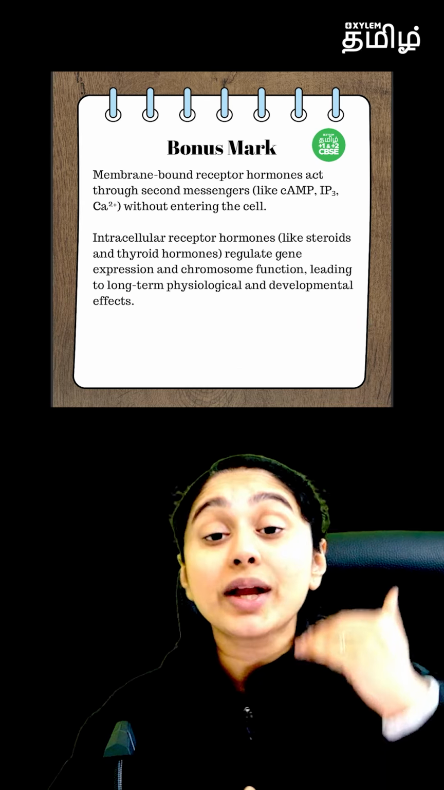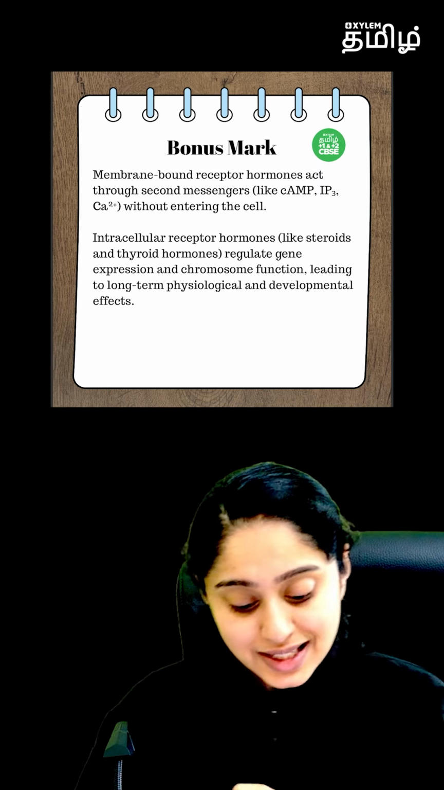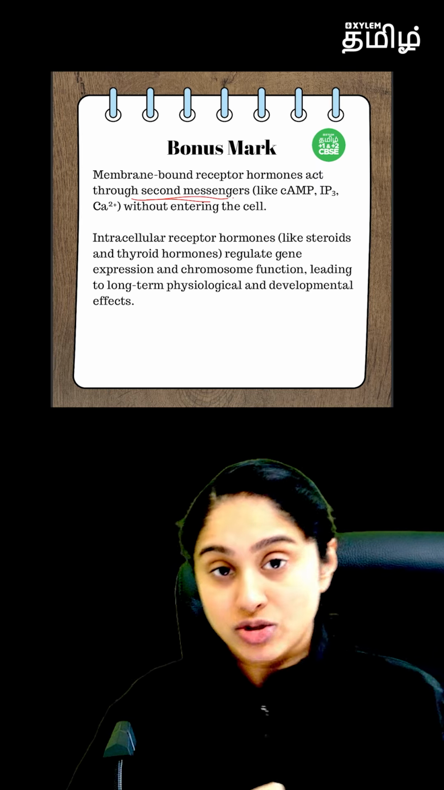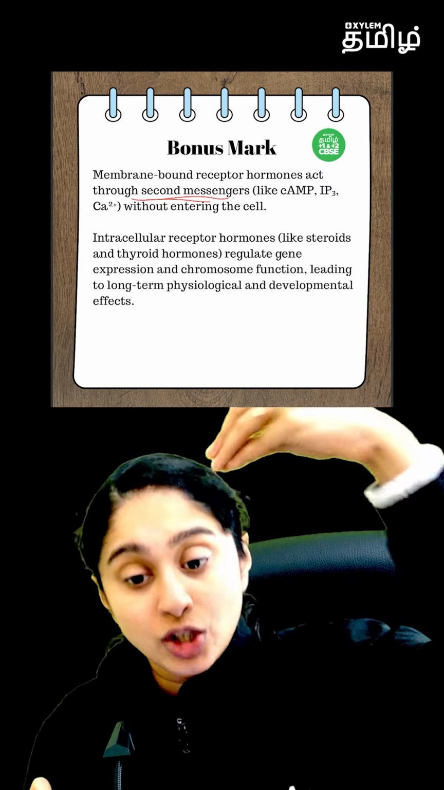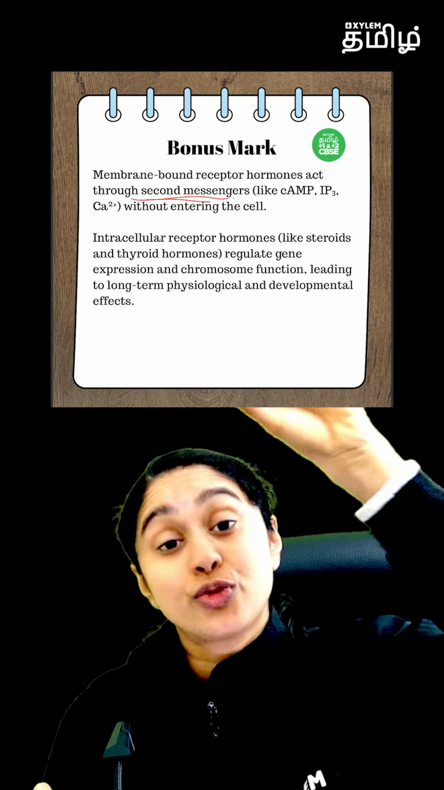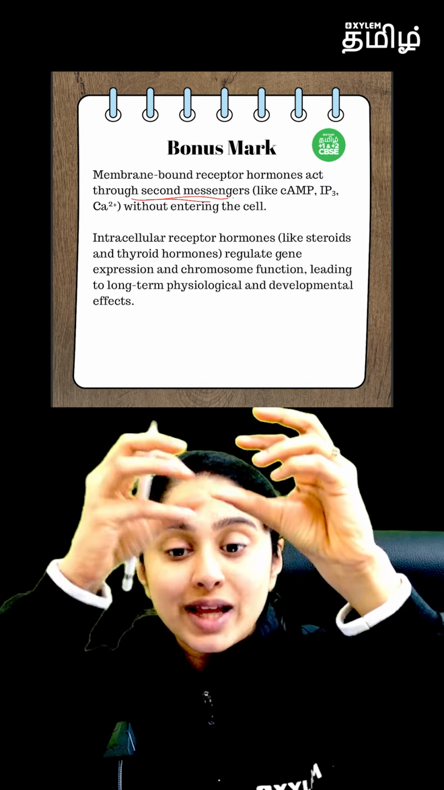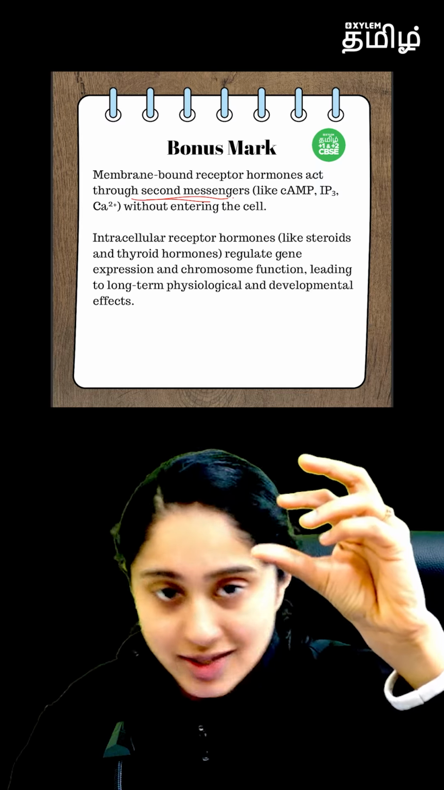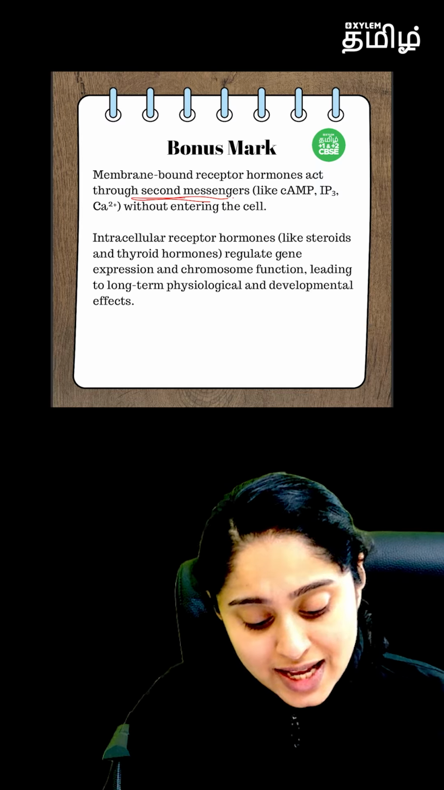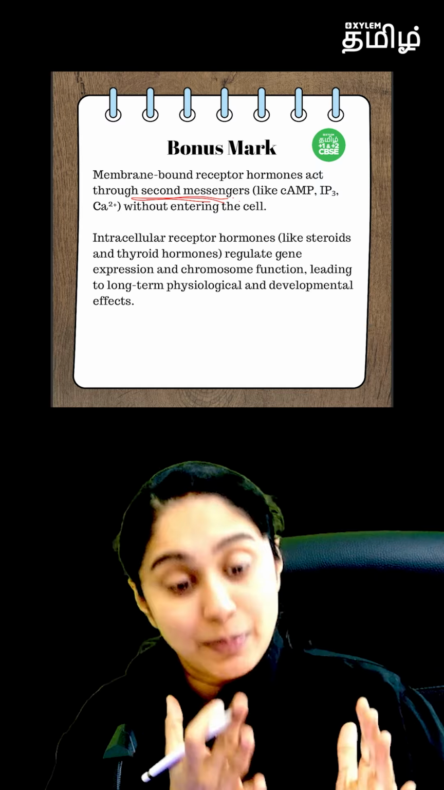Now when you look at membrane bound receptors, these receptors will use some second messengers, because you're leaving the message at the door, at the surface itself. From there, somebody has to bring the information right into the cell. So for that we use certain second messengers like cAMP, IP3 and so on.